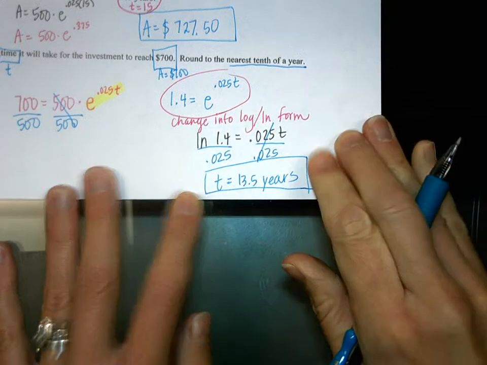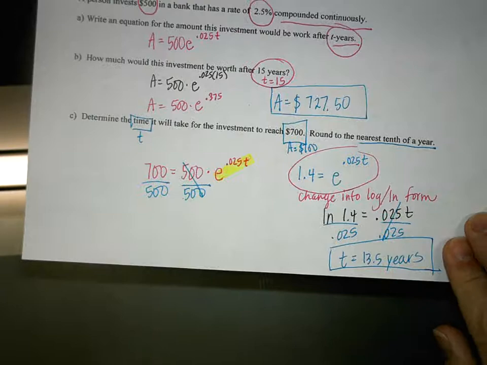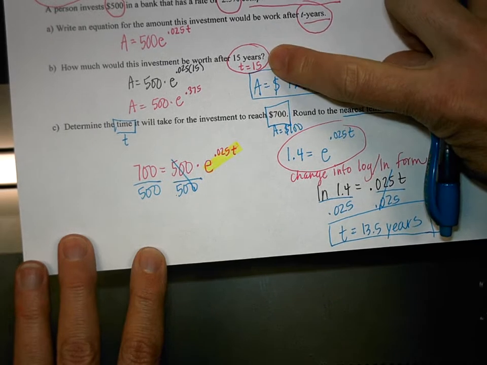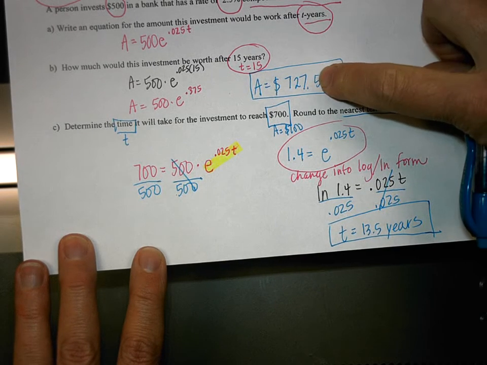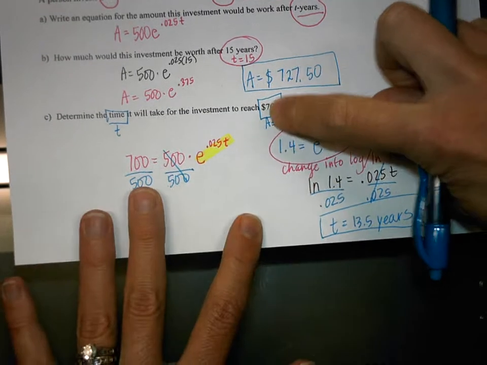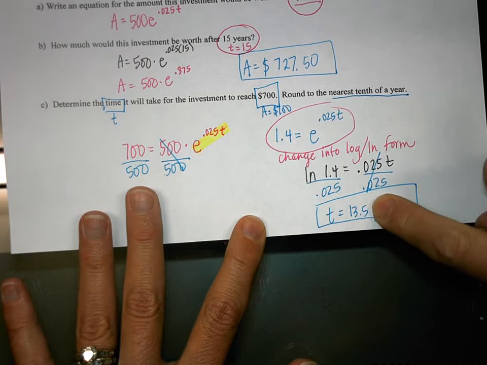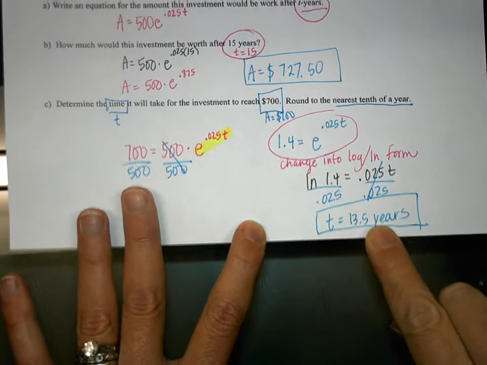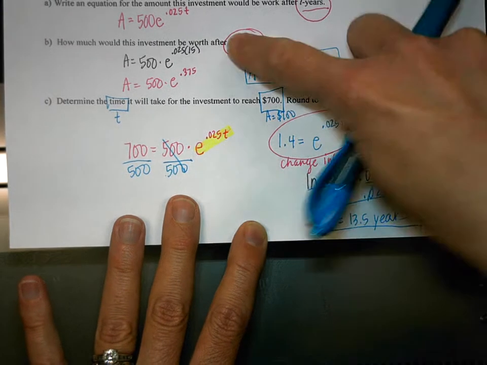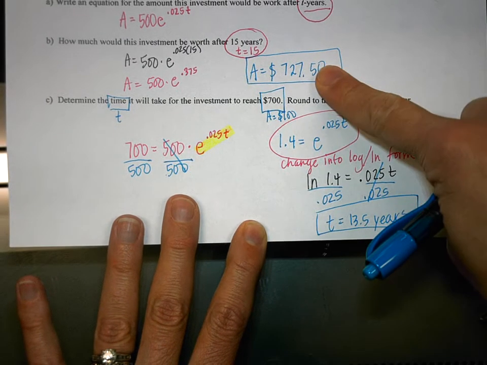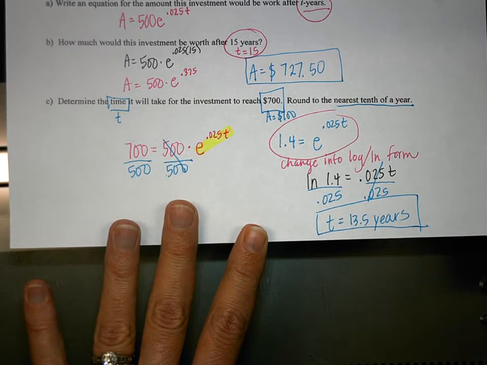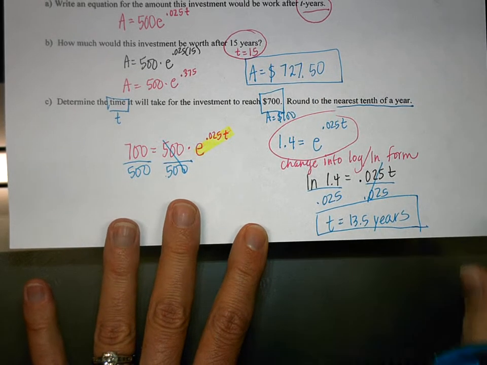Now, if you look back at the previous problem, they had this value in the bank for 15 years and it made $727. We want to make $700, and in order to get to $700, it takes 13.5 years. Does that make sense as an answer? That it would take less time to get to 700 than it would take to get here? Yeah. Okay, do we have any questions? All right, let's move on to that last problem here.